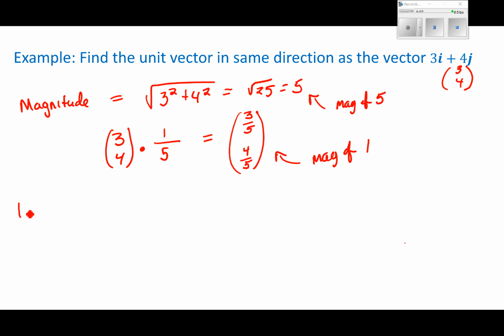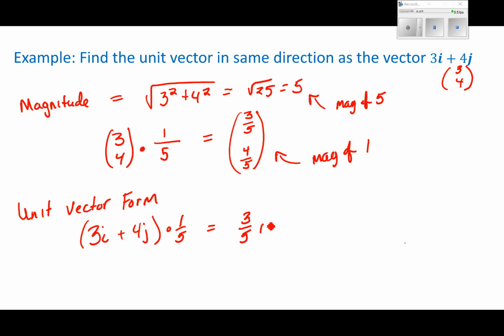We could also write it in unit vector form in terms of the i's and j's. So this would be 3i plus 4j times 1/5, which ends up being 3/5 i plus 4/5 j. So that's the same thing. It's still a magnitude of 1.